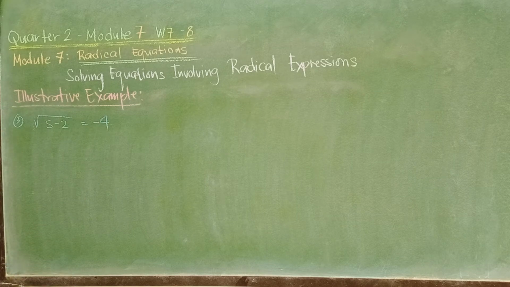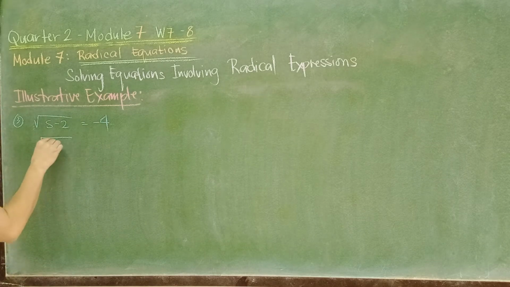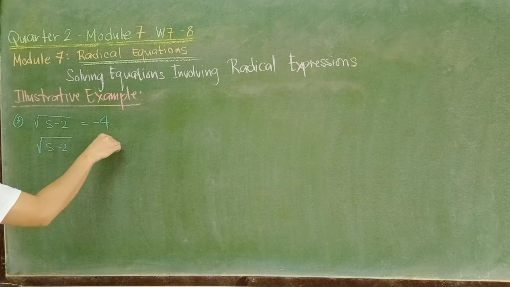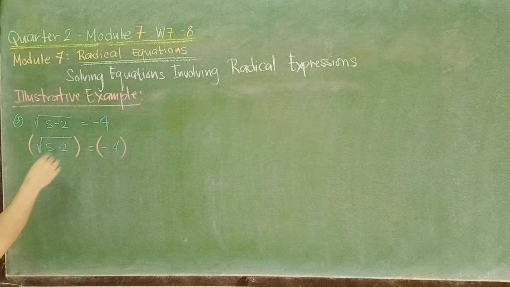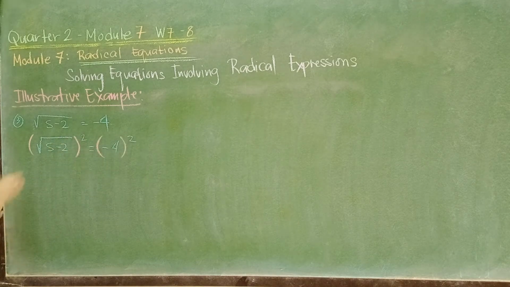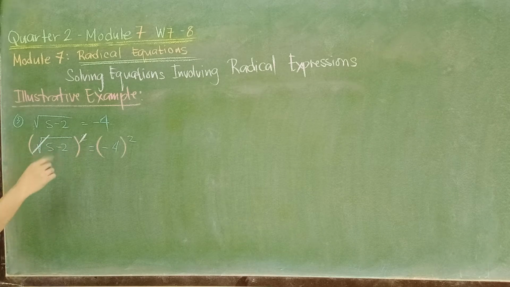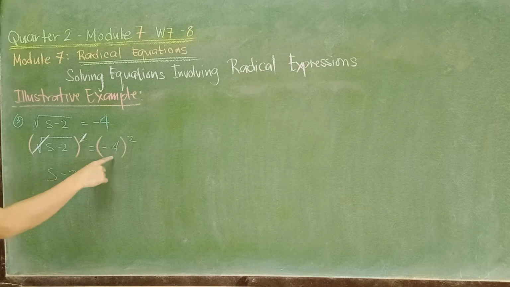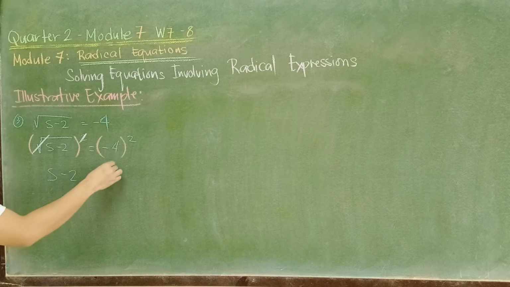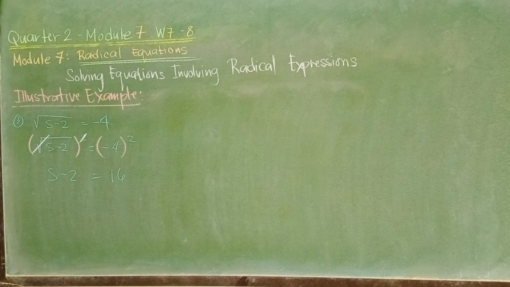So mangyayari is you have square root of s minus 2 equals negative 4. I-square natin yung both sides sa 2 para makancel natin radical sign. So ika-cancel natin radical sign at saka yung exponent na 2 dito sa may left side. So ang matitira na lang is s minus 2. And negative 4 raised to 2 is negative 4 times negative 4, that is positive 16.